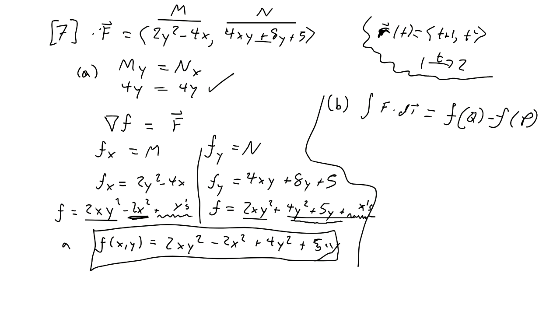So p, the initial point, is going to be r of 1, because we started off with t equals 1. So I'm going to plug 1 into my parameterization. That gives me 2, 1. So that's my p. And q is my terminal point, which is r of 2. And plugging 2 into my parameterization, I get 3, 4.